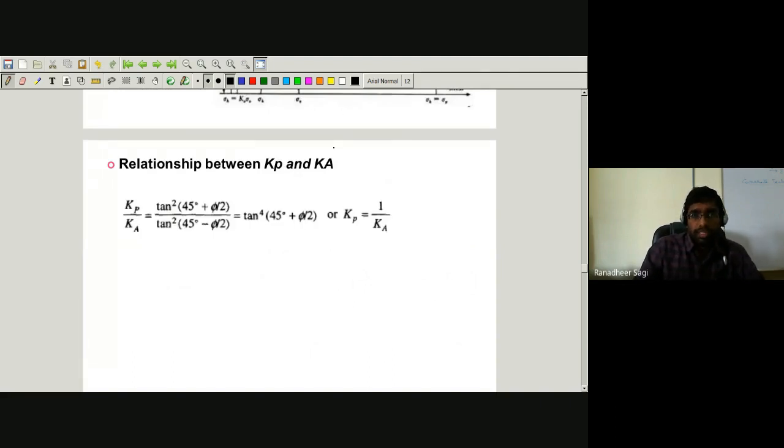So sometimes there would be a slight confusion about what is the relation between this Ka and Kp, because Ka is what we write as (1 minus sin phi dash) by (1 plus sin phi dash), and Kp is what we write as (1 plus sin phi dash) by (1 minus sin phi dash). So how are Kp and Ka interrelated? They are inversely related. Kp is nothing but 1 by Ka, or Ka is nothing but 1 by Kp. That's how I can write down a relation between Kp and Ka.